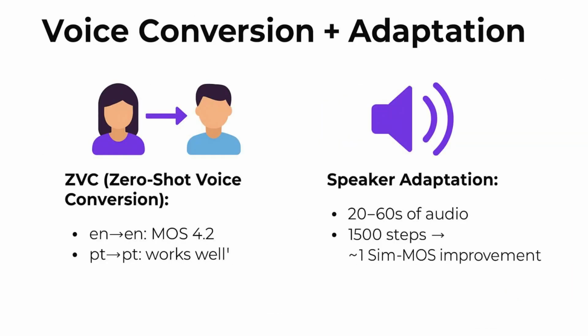In addition to that, YourTTS also supports voice conversion and speaker adaptation. For zero shot voice conversion, it can change one speaker's voice to another with good quality, like a MOS of 4.2 for English. And for speaker adaptation, it learns a new voice using just 20 to 60 seconds of audio. After 1500 steps, the similarity improves by about one SIMMOS point, which is a big jump.